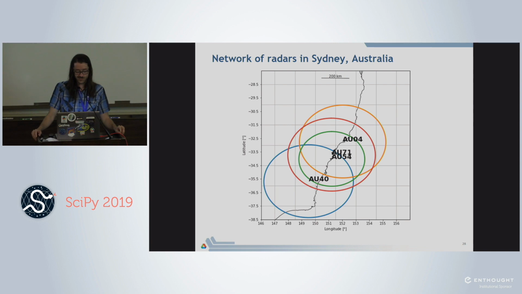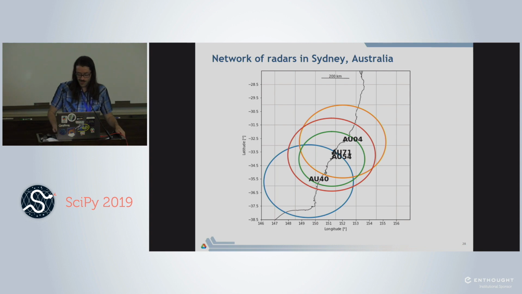Also, for the next example, I want to show a tornado that went through Sydney, Australia. Here we have a network of 4 radars, and these 4 circles represent the maximum range of each radar. Basically, if it goes past that, we can't rely upon any data past that point. And all these have a maximum range of about 200 kilometers or so.